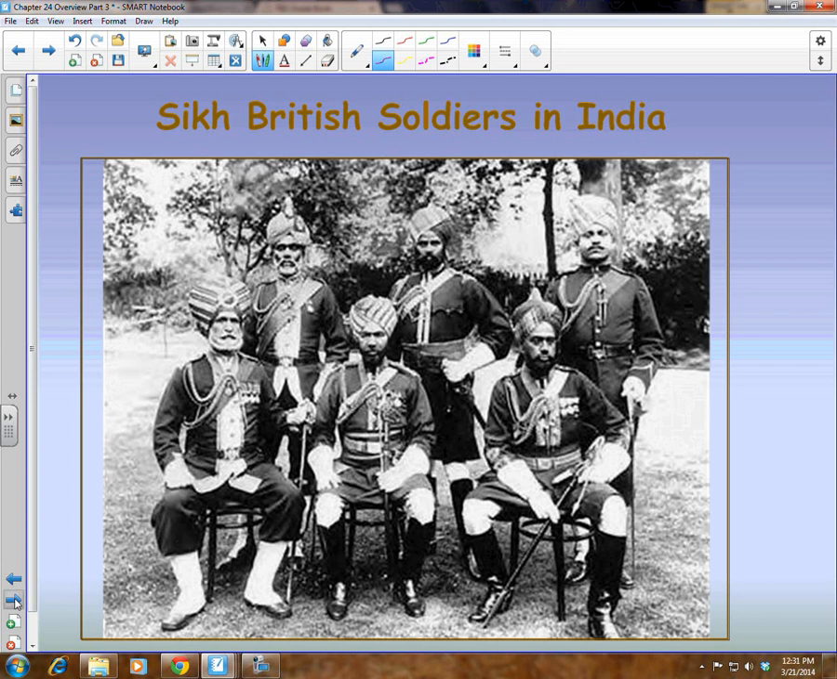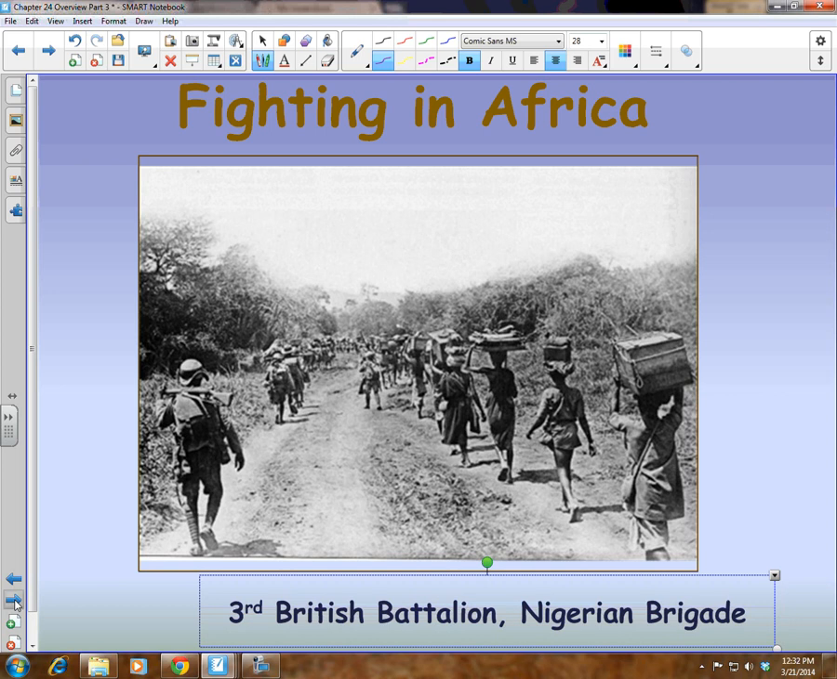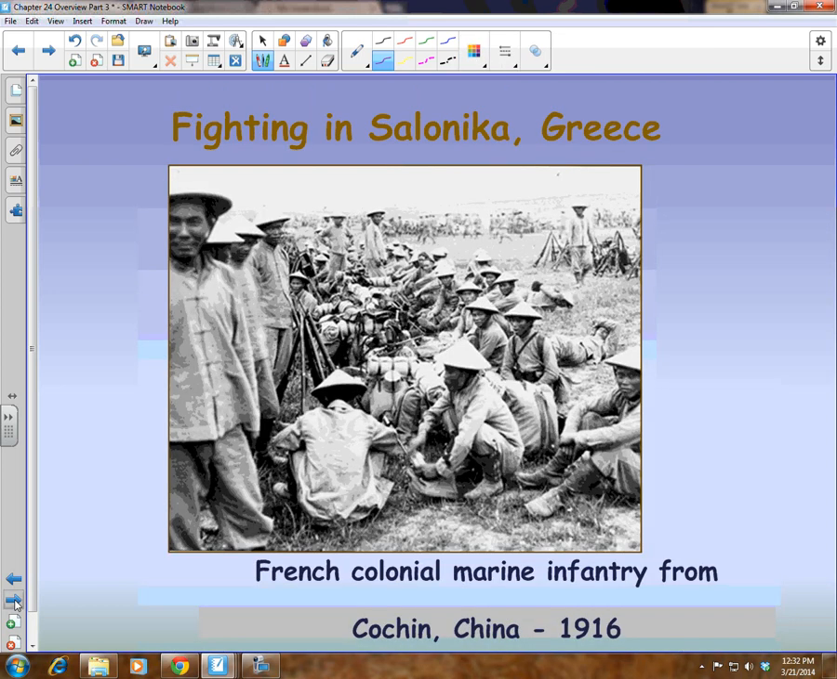So a lot of times when you think of World War I, you think of European soldiers, but that's not the way the war was completely. There were large portions of troops, especially in certain areas, that were not ethnically European. For example, these Sikh British troops. Sikhs have a long, proud military history, and they fought for the British moving out of India. In Africa, this is the 3rd British Battalion. These are Nigerians. And here are French colonial marine infantry from Cochin, China, fighting in Greece.